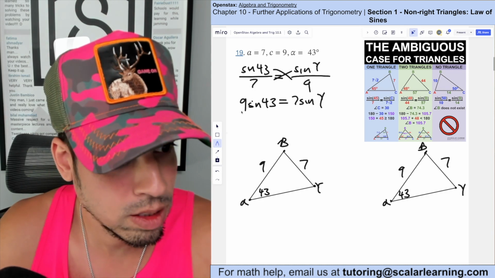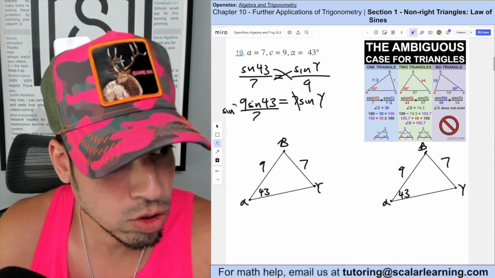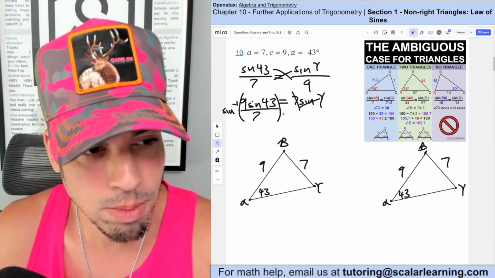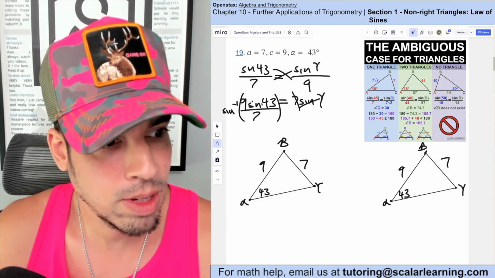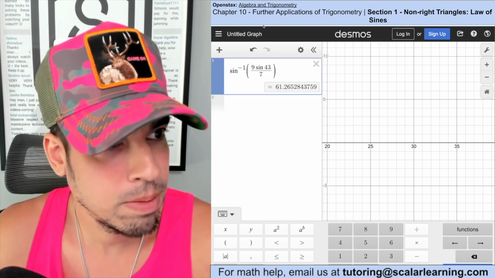And now to solve, we're going to divide by 7, get rid of that. And then we have to take arc sine of this quantity, right? Because that's how we do the opposite of sine, is take arc sine. And by the way, take an arc sine of sine, it just gets rid of the sine. So now we have gamma equals this. Let's plug it into Desmos. And we get 61.3.